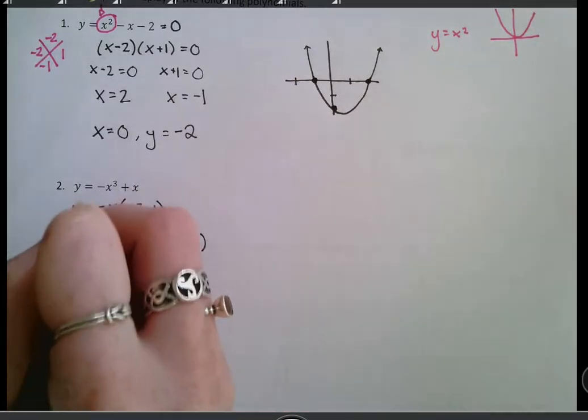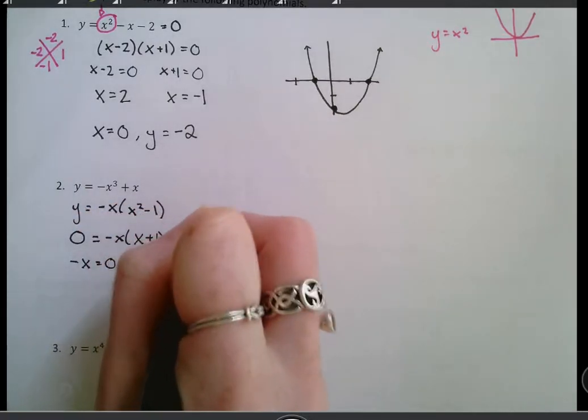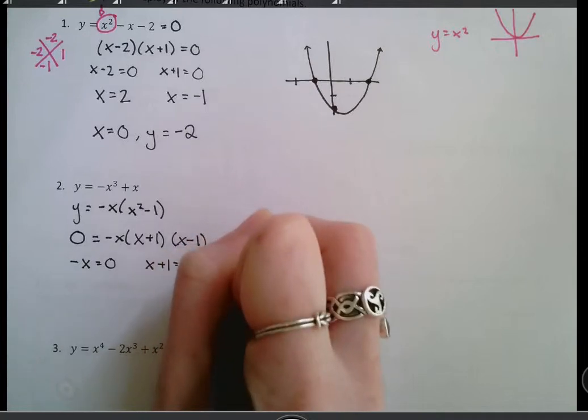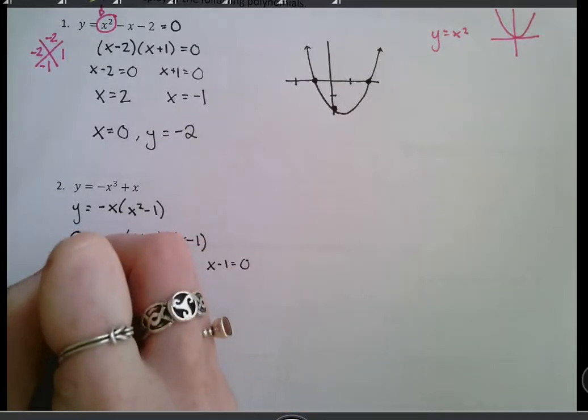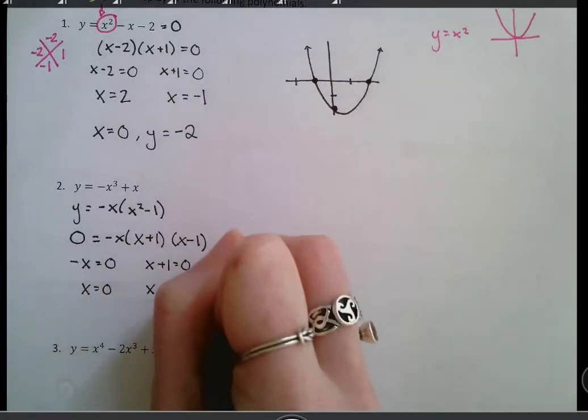What I'm going to do is take each of those and set them equal to 0: negative x equals 0, x plus 1 equals 0, and x minus 1 equals 0. So x equals 0, x equals a negative 1, and x equals 1.